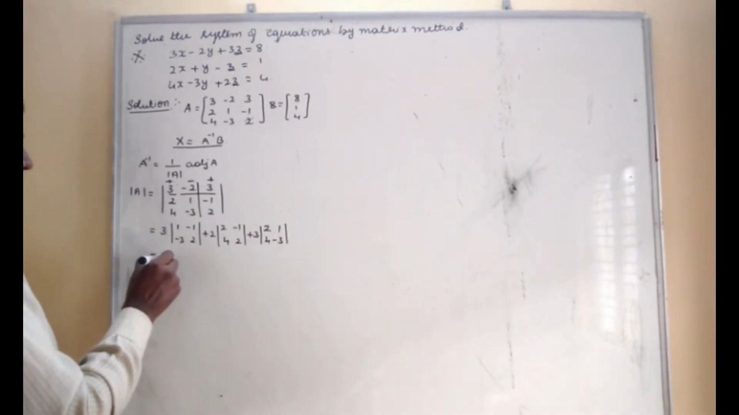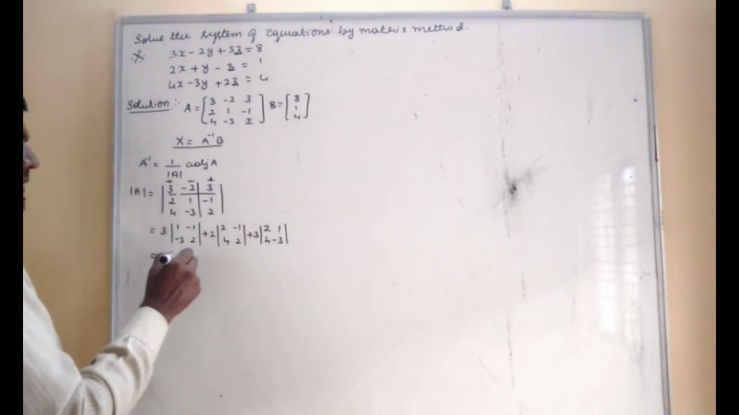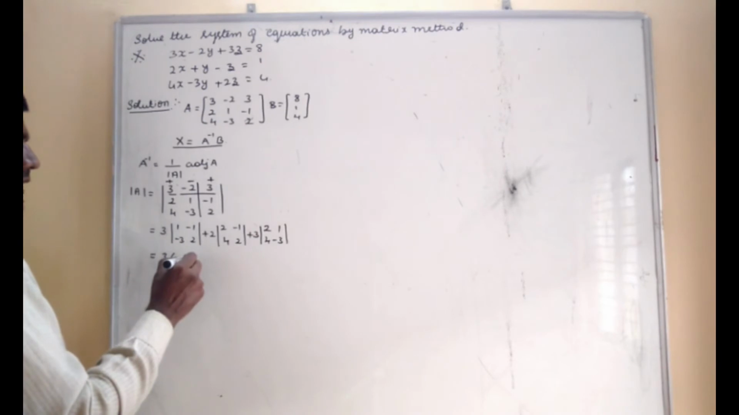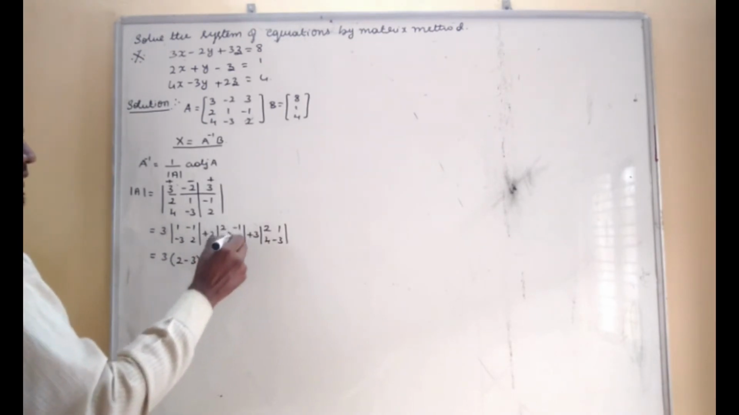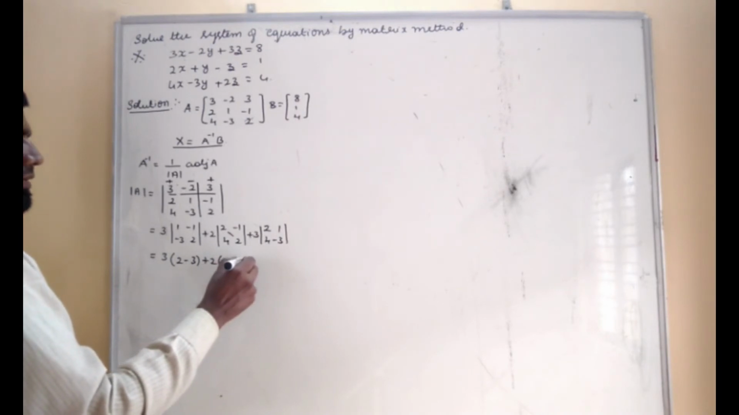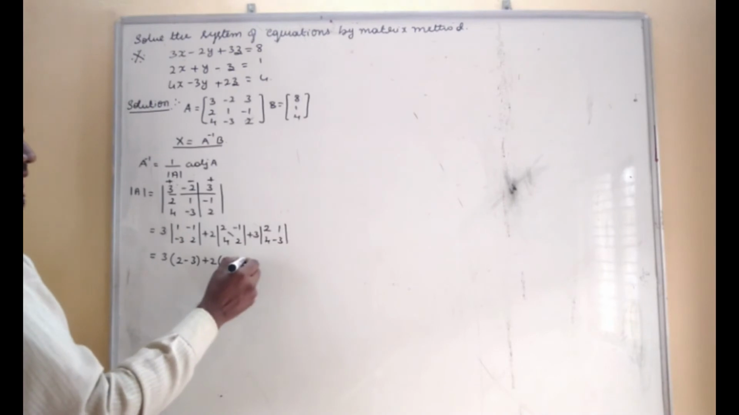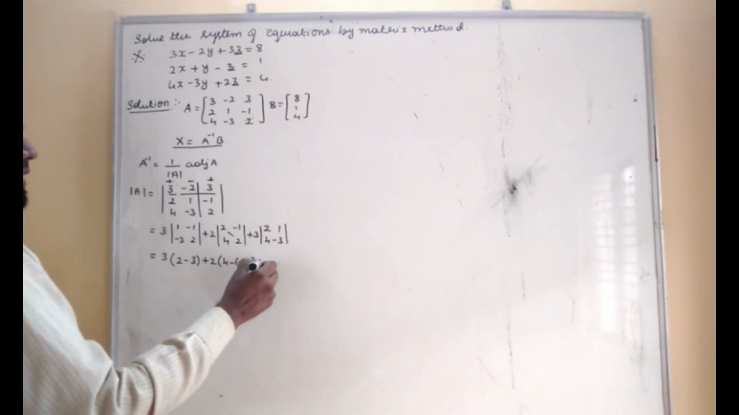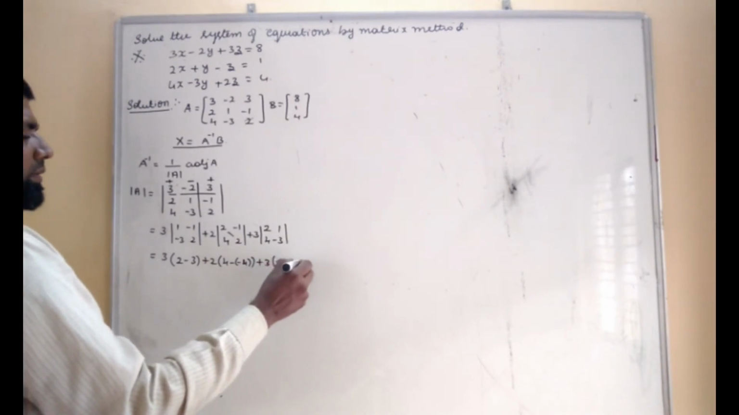Then 3, 1 into 2 is 2. So here minus into minus is plus. So 1 into 3 is 3, minus 3. Then plus 2. 2 2s are 4. 4 minus of minus 1. 2 2s are 4. Here minus 1 into 4 is minus 4. Then plus 3. Then plus 3 means minus 6 minus 4.